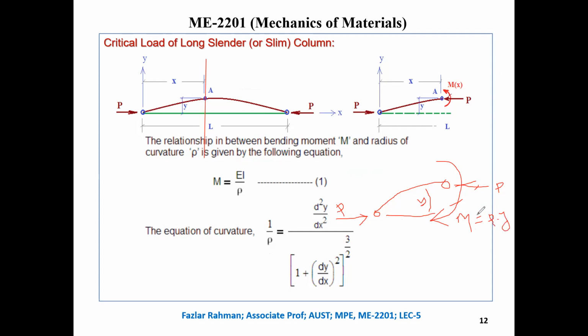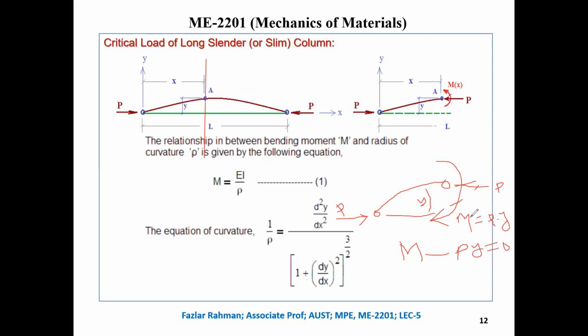Taking the moment over here, the moment for this force will be 0, with M working clockwise. If you say clockwise is positive, then plus M, and this P tries to rotate anti-clockwise. So the moment will be P into Y, and this is minus. So M equals Py, and that means M minus Py equals 0. Then you get the value of M.